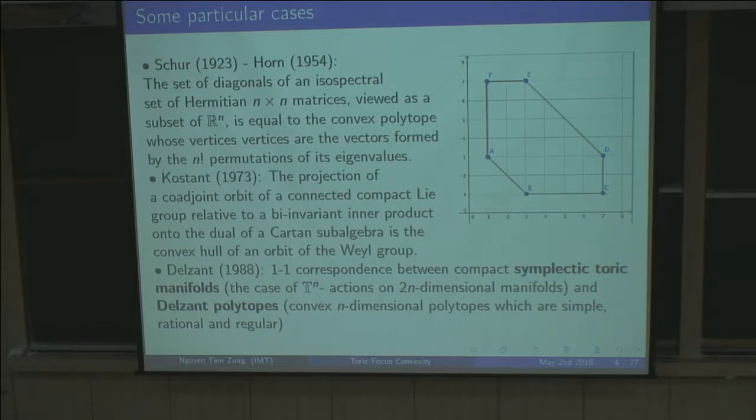Then you have a polytope which satisfies three properties. It must be simple, so every vertex is simple. It must be rational, so the edges are rational. And it must be regular, so the edge vectors form a basis of the lattice for each vertex. Those polytopes correspond exactly to symplectic toric manifolds, in a natural one-to-one correspondence.